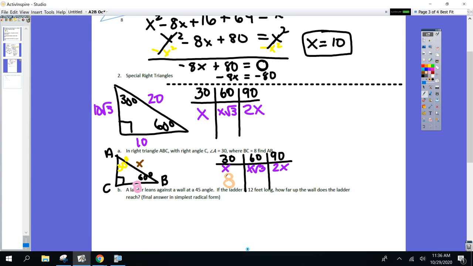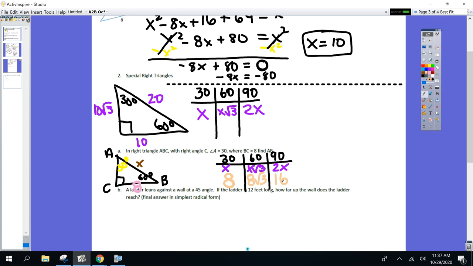X radical 3. And what did we just say x was? 8, because it was across from the 30. So this is going to be 8 radical 3. And what about the side across from 90? Well, that's 2 times the x. So it would be 2 times 8, or double it, 16.